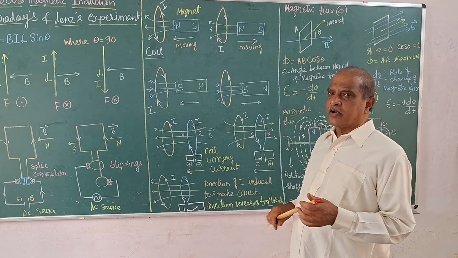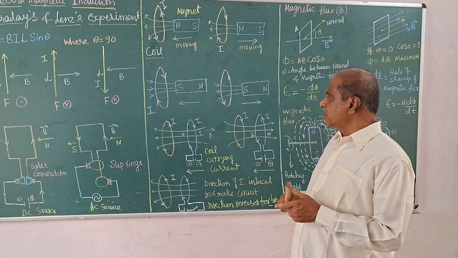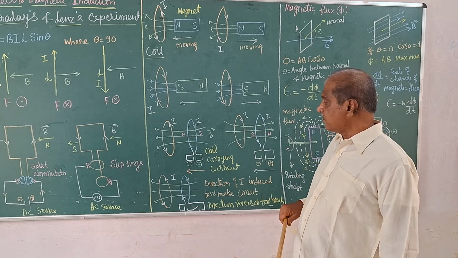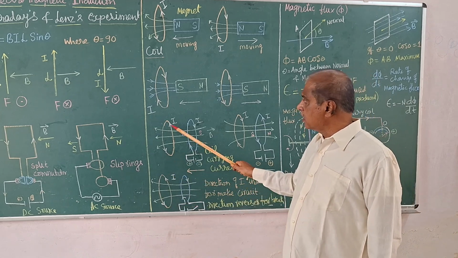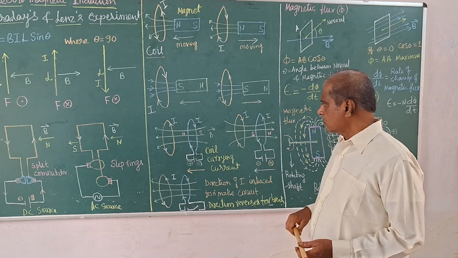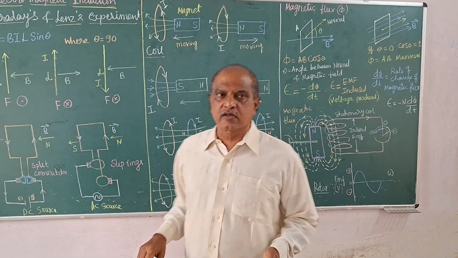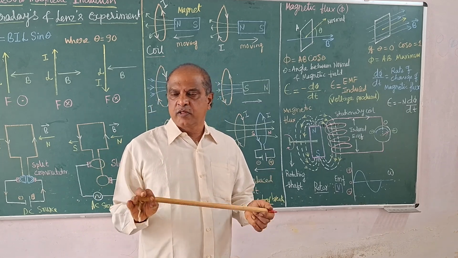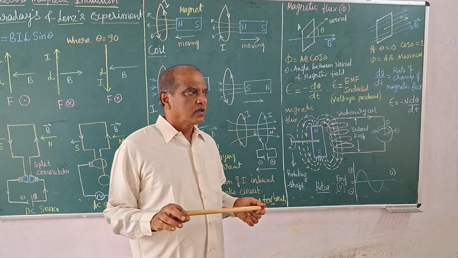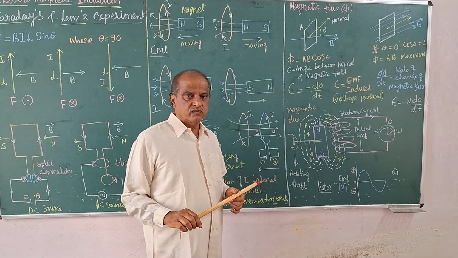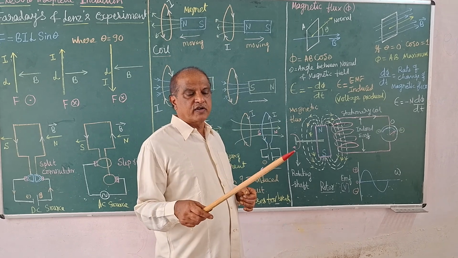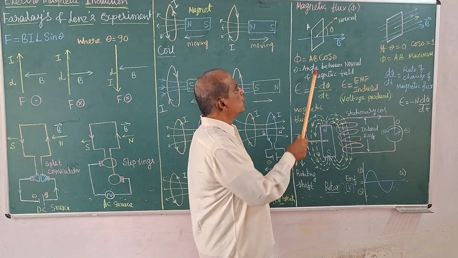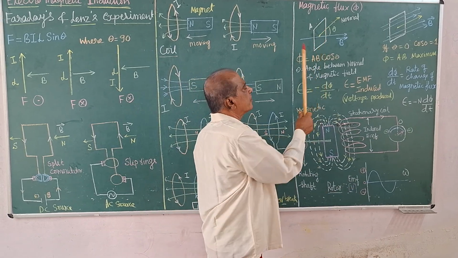All these experiments have led to the same idea. In all these experiments, there is a change in the magnetic flux in the area occupied by the conductor. What is meant by magnetic flux? Let us understand the meaning of magnetic flux, similar to electric flux. Magnetic flux means the amount of magnetic field, or the amount of magnetic lines, passing through a given surface area.